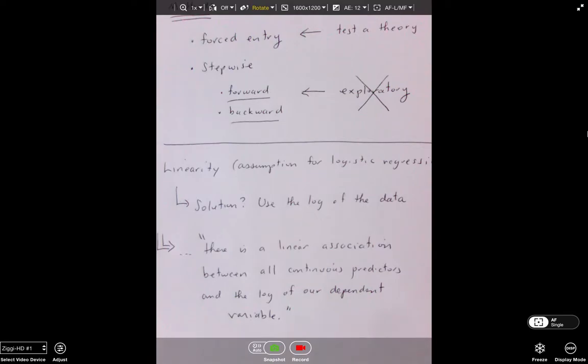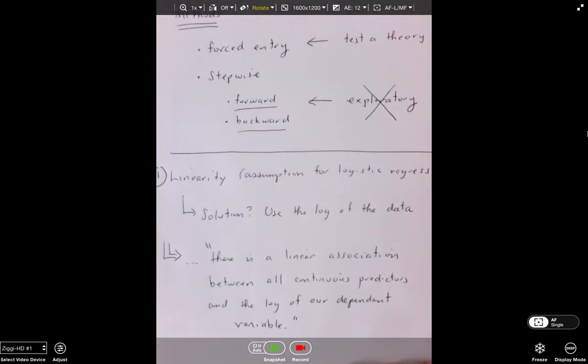Okay, so guys, for logistic regression, our assumption number one is linearity. It's clearly violated. What do we do to keep it from being violated? Well, we apply the log transformation, just as we did back in log linear analysis.